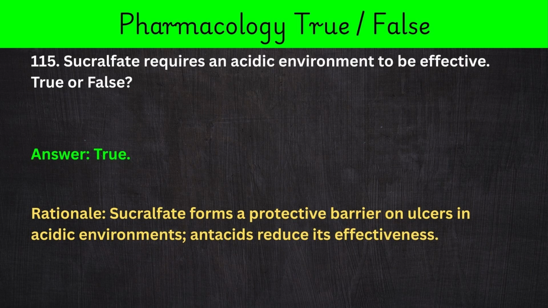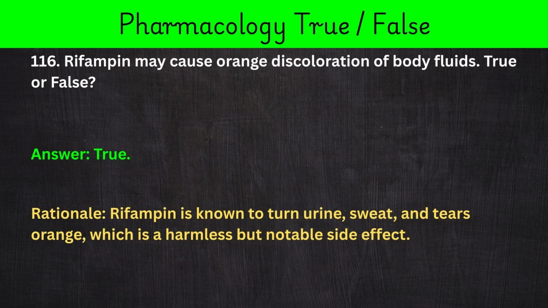115. Sucralfate requires an acidic environment to be effective. True or false? Answer: true. Rationale: sucralfate forms a protective barrier on ulcers in acidic environments. Antacids reduce its effectiveness.